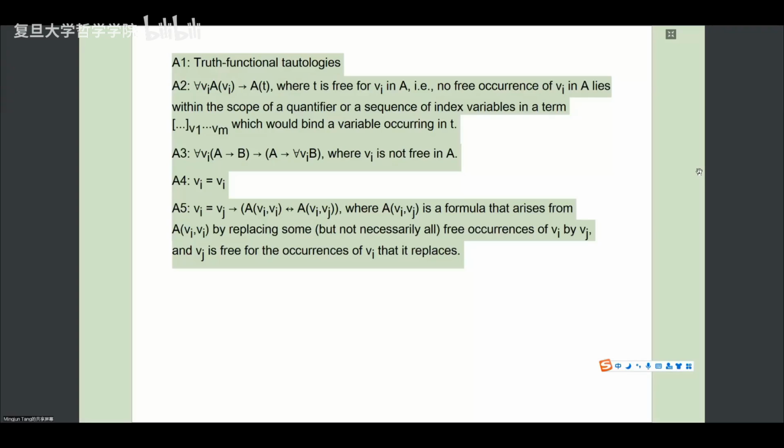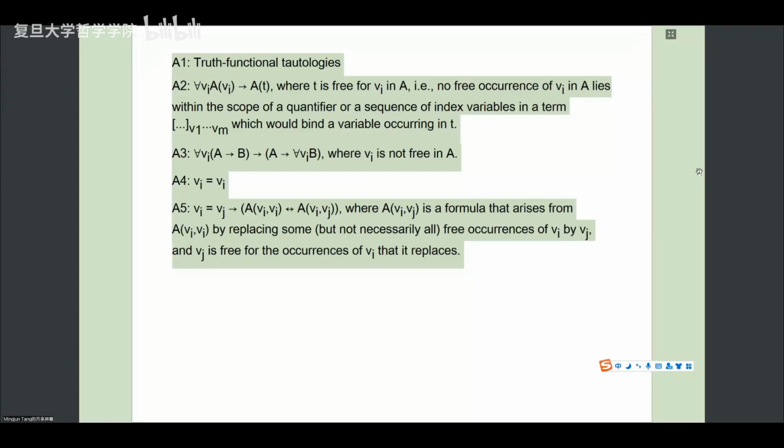Then A3, also something you are familiar with from first order logic: for all Vi, A implies B, implies A implies for all Vi B. So one can shift the quantifier of a universally generalized implication to the consequent. But this is only possible if Vi is not free in A.